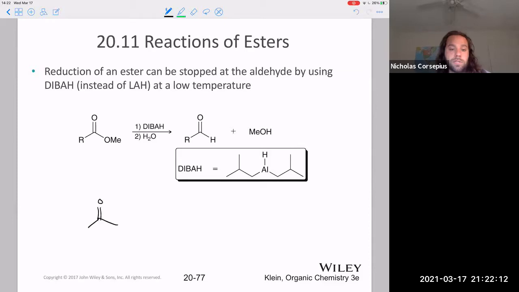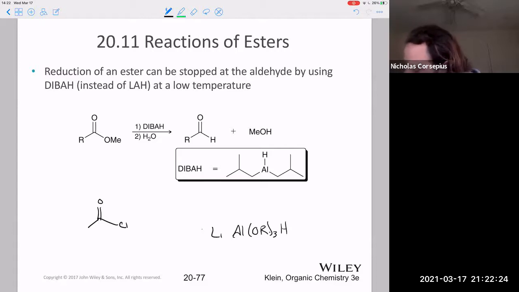stop. We had something very similar for acyl chlorides, which was lithium aluminum with three OR groups and then a hydrogen. These are very, very similar. They both do the same thing, which is you only have one round of reduction and they stop at the aldehyde step.